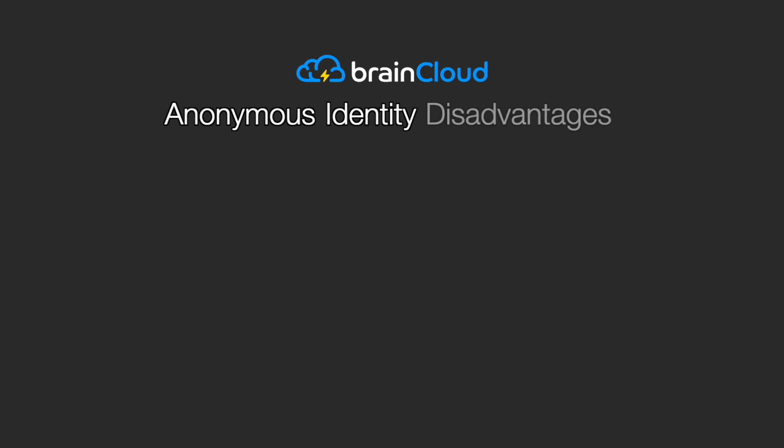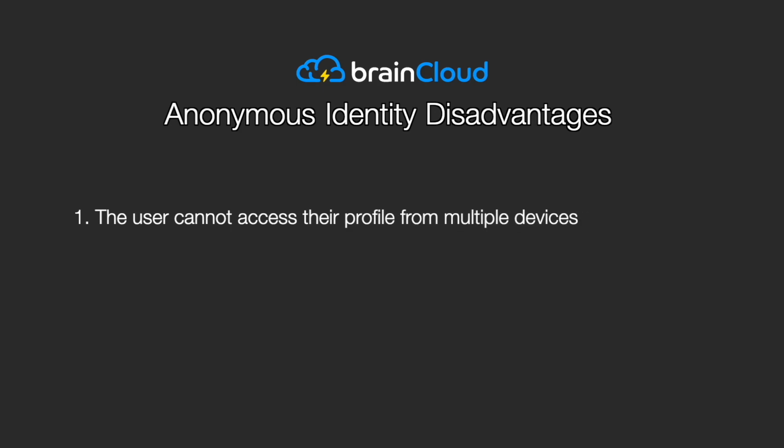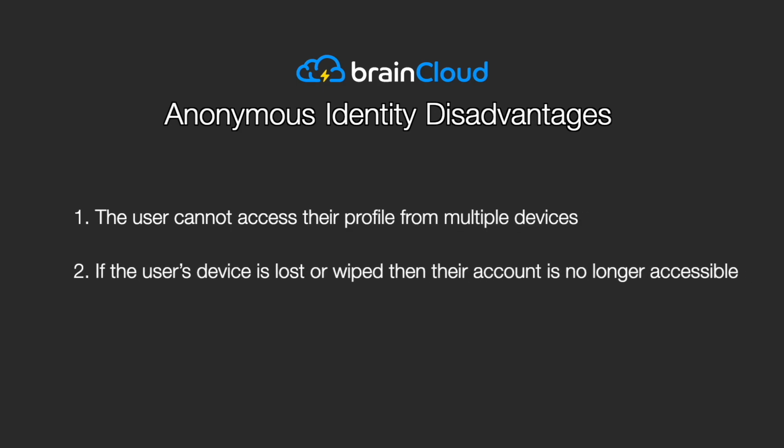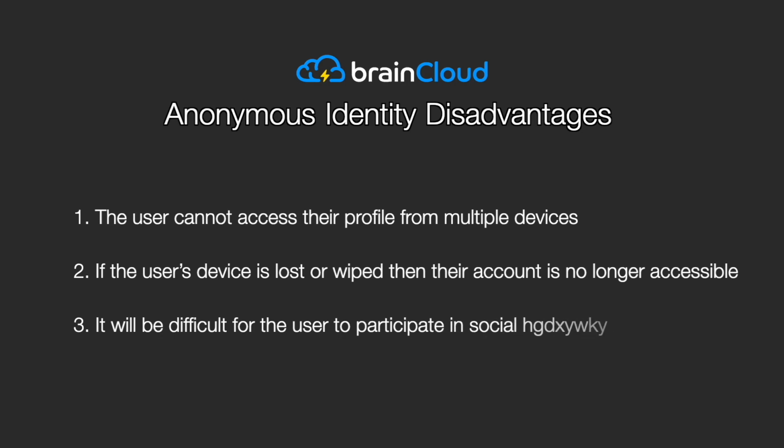Being a user with only an anonymous identity has three key disadvantages compared to authenticated identities. For one, the user cannot access their profile from multiple devices. Second, if the user's device is lost or wiped, then their account is no longer accessible, since the anonymous ID linked to the profile was saved to the device. Finally, an anonymous user will have a difficult time participating in brainCloud social features because they are anonymous.